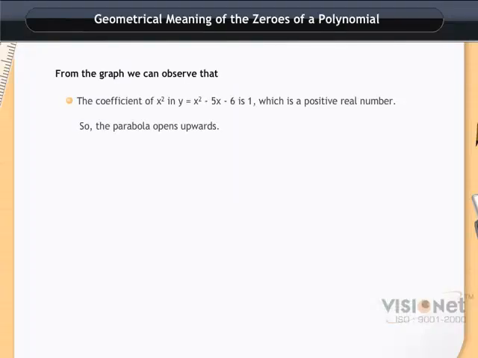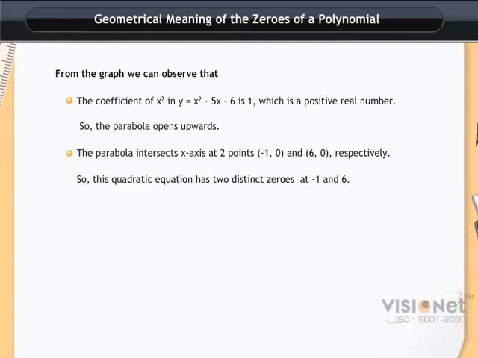From the graph, we can observe that the coefficient of x square in y is equal to x square minus 5x minus 6 is 1, which is a positive real number. So the parabola opens upwards. The parabola intersects the x-axis at 2 points, -1, 0 and 6, 0 respectively. So this quadratic polynomial has two distinct zeros at -1 and 6.